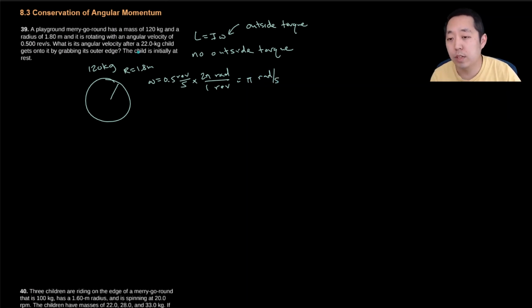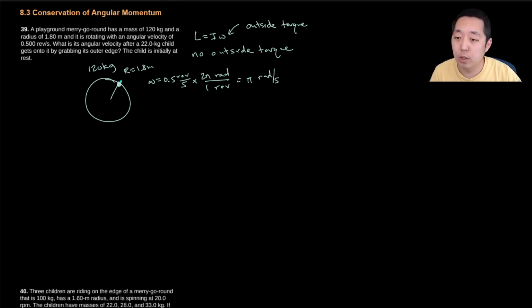What is its angular velocity after a 22 kilogram child gets onto it by grabbing onto the outer edge? The child is initially at rest. So we're going to ignore the dynamics of maybe there's some friction, maybe there's some torque that the child applies, and simply say that he somehow gets on here without pulling on the thing. So the child gets on it by hanging onto the outer edge, and he's now spinning around. So there's no outside torque on the system. It's a kind of collision.